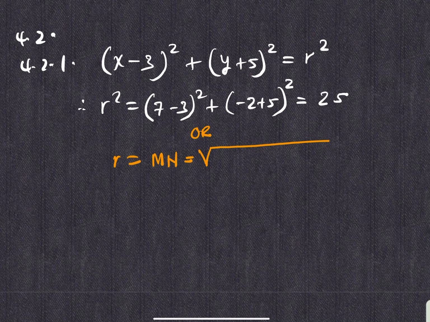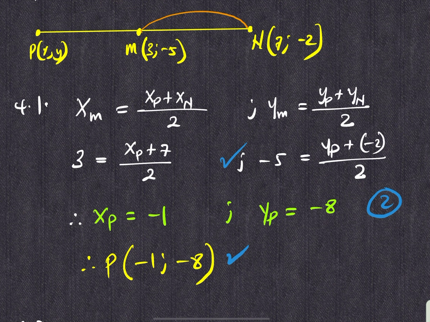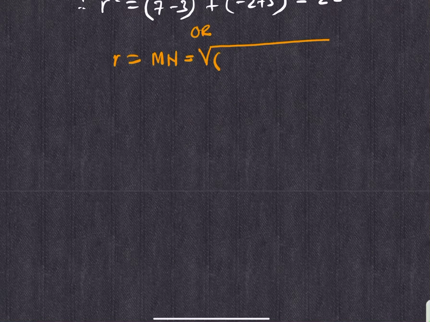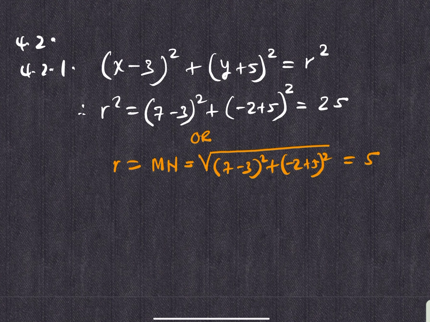So this distance here is really going to be 7 minus 3, and then -2 minus -5. So let's do it quickly. It's (7 minus 3) squared, and then you are going to get -2 minus -5, so it's plus 5. You square that, and that is going to give you 5 units. All right, so this is the radius.